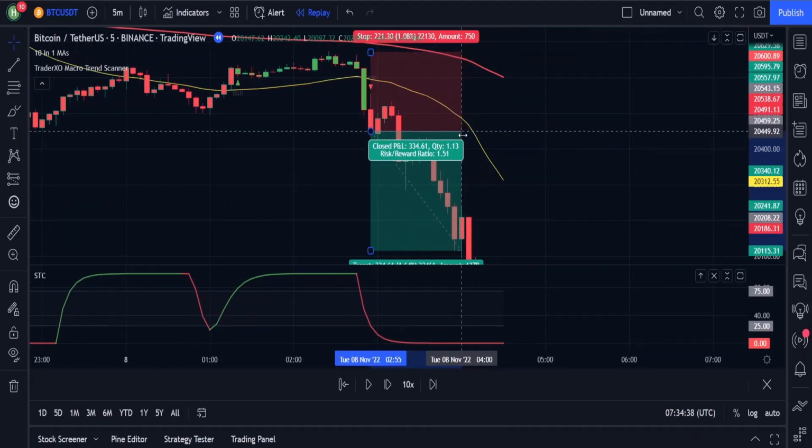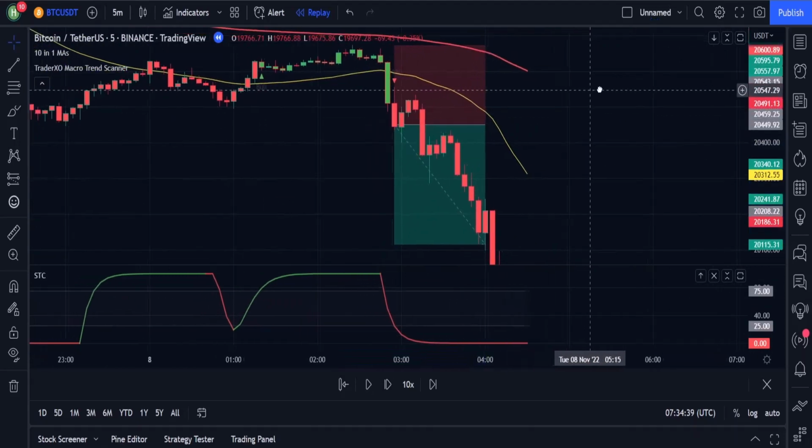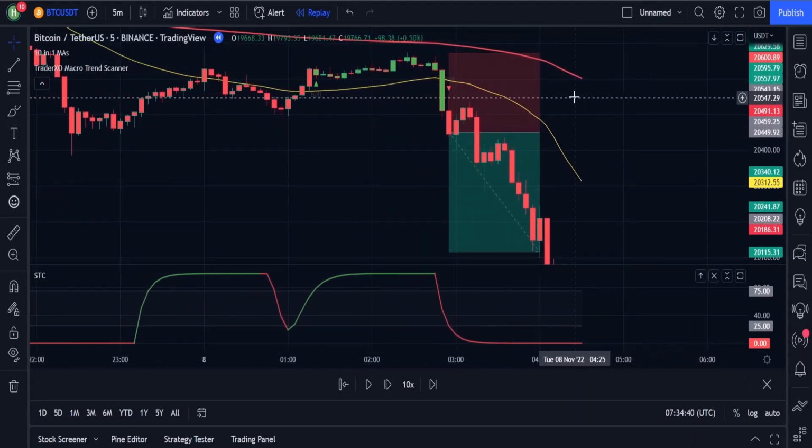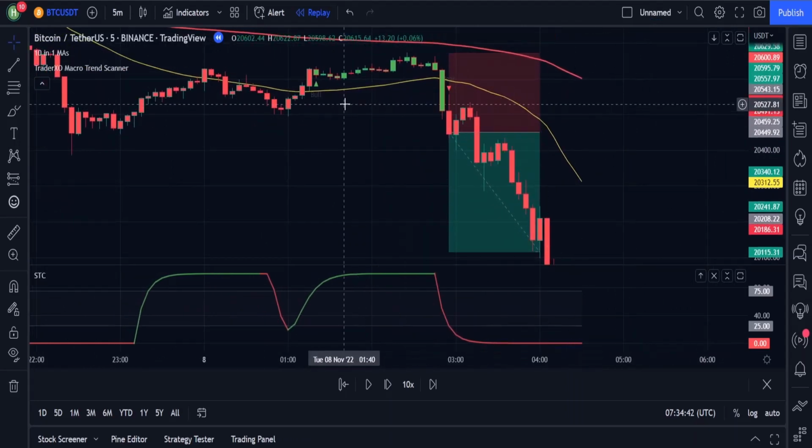So this is an amazing strategy. I would recommend you guys use it in your trading, but before that make sure to test it yourself so that you can understand the true potential of this strategy.